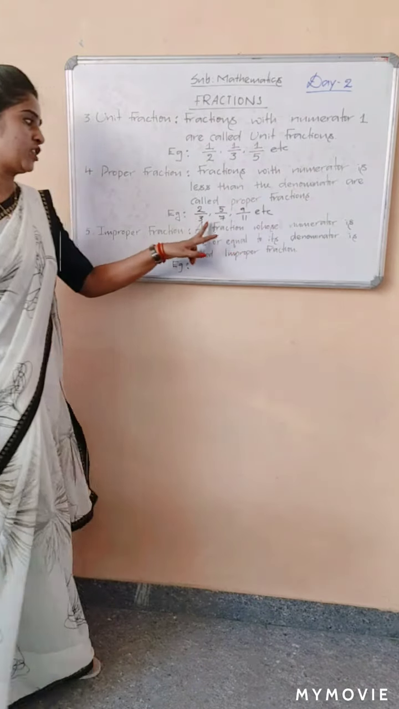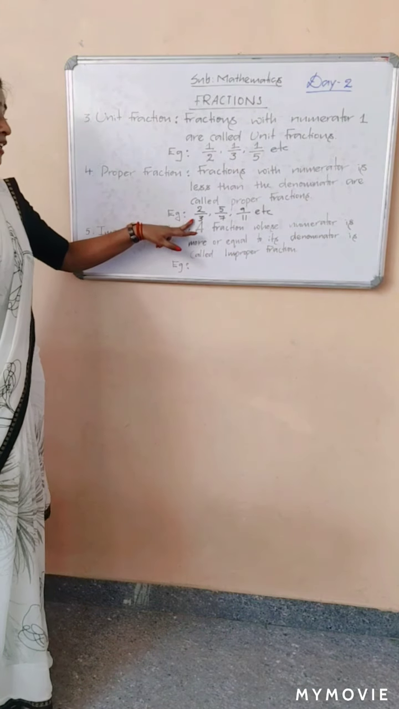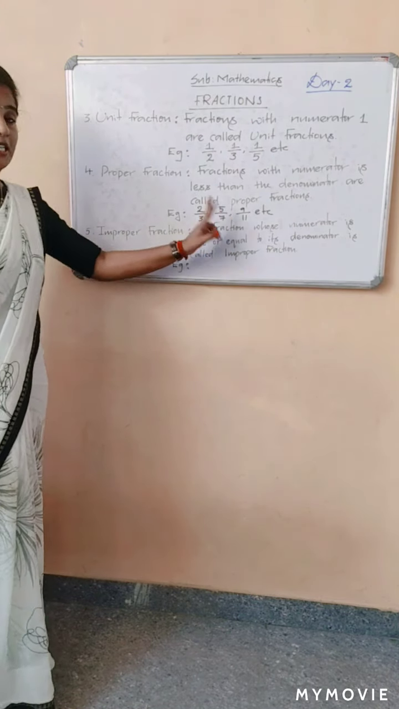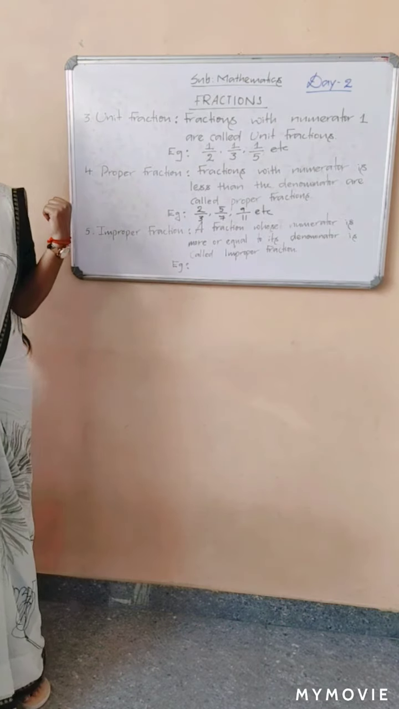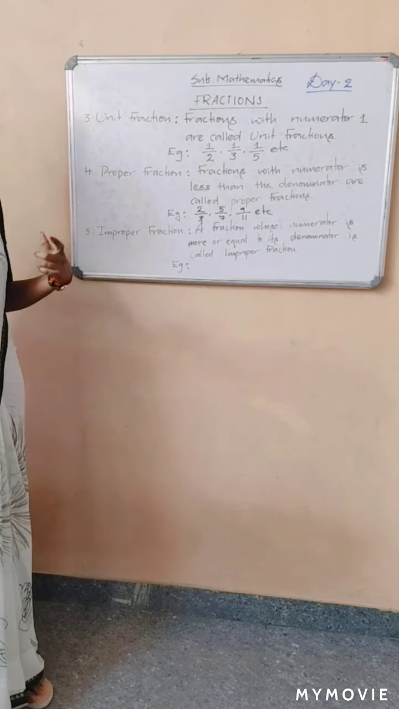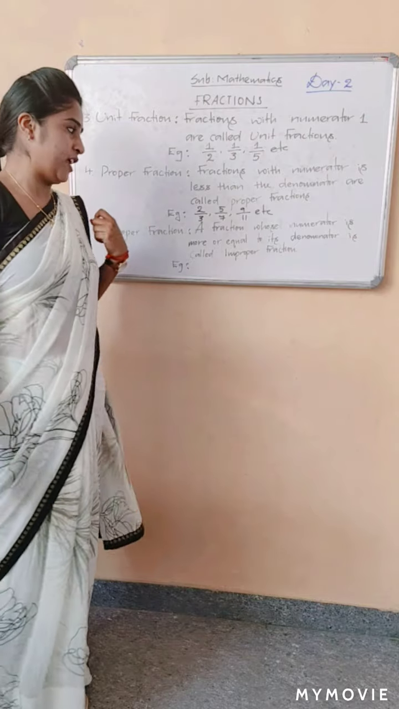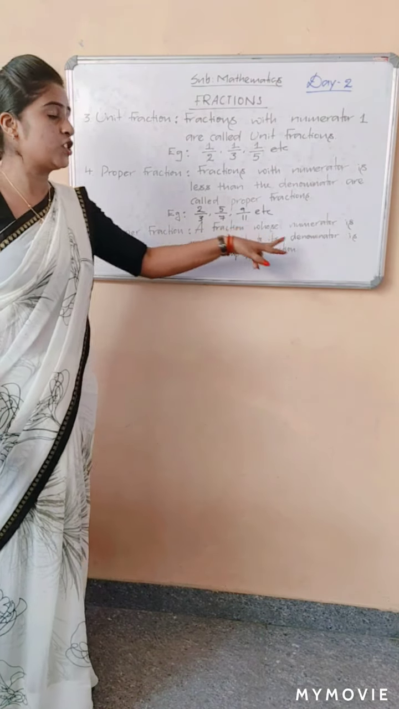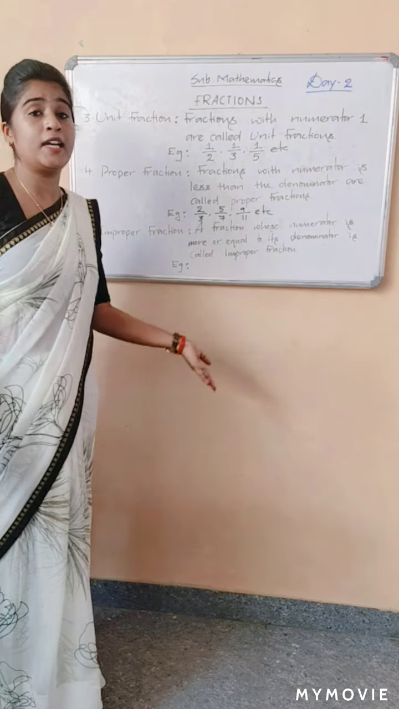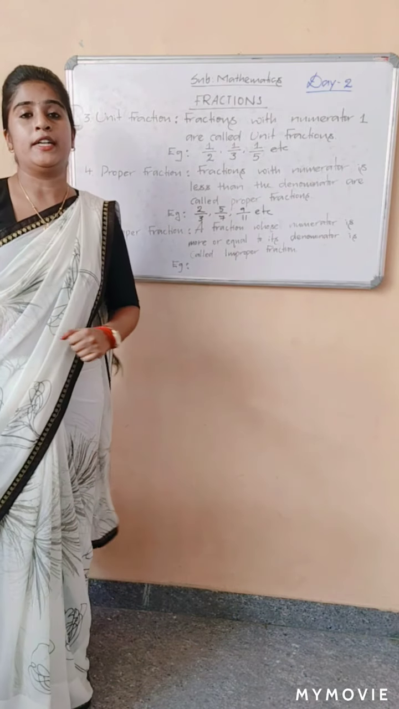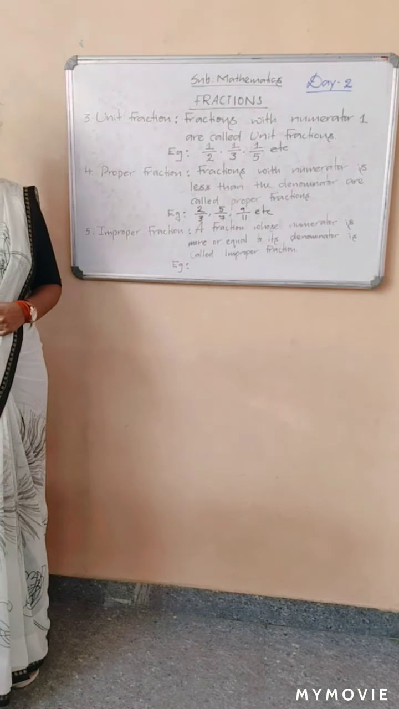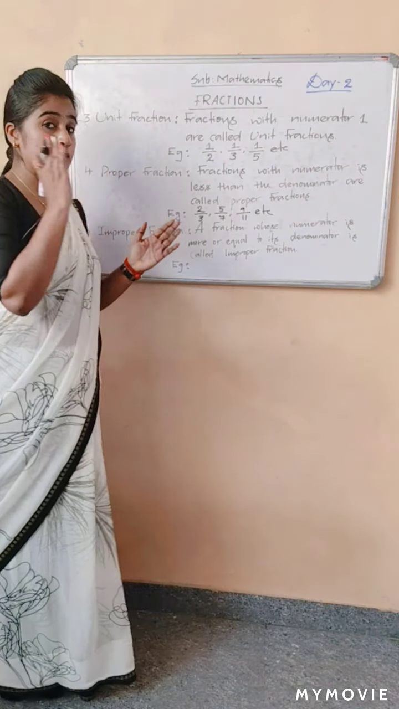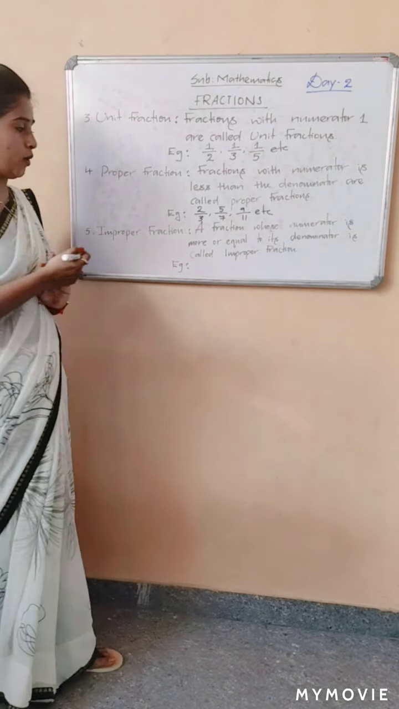So if you observe the fractions here, the numerator is less than the denominator. These types of fractions are said to be what? Proper fractions. Now come to the next fraction, that is improper fraction. Here it is the exact opposite of the proper fraction. A fraction whose numerator is greater than or equal to its denominator is said to be an improper fraction. So here the numerator should be greater than the denominator.